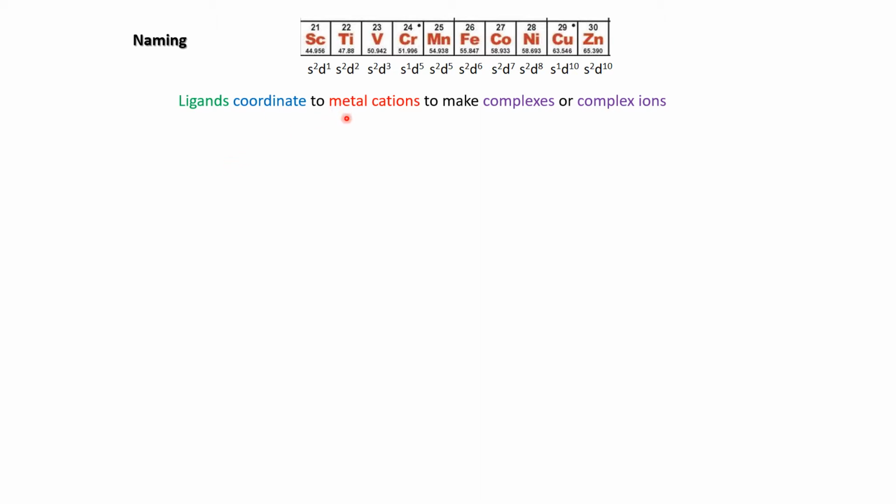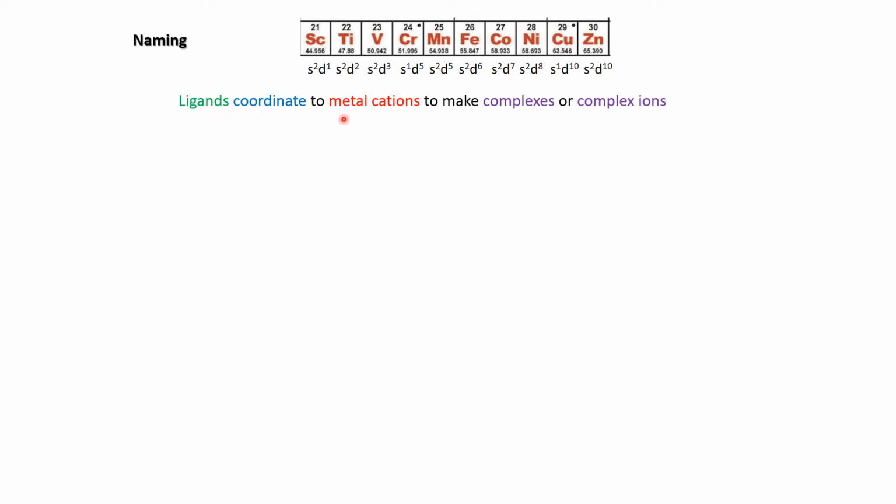We have metal cations and ligands. We've already talked about those. Metal cations are the Lewis acids. They want electrons. Ligands are the Lewis bases. They will donate electrons. And we say that that bond is a coordinate bond, a dative bond, a donor bond, however you want to say it. But the ligands coordinate to the metal cations. That's why these are coordination compounds.